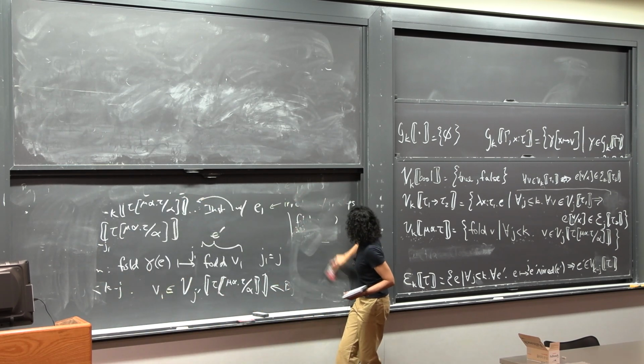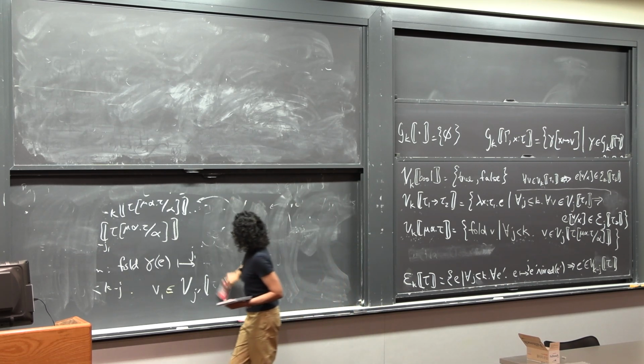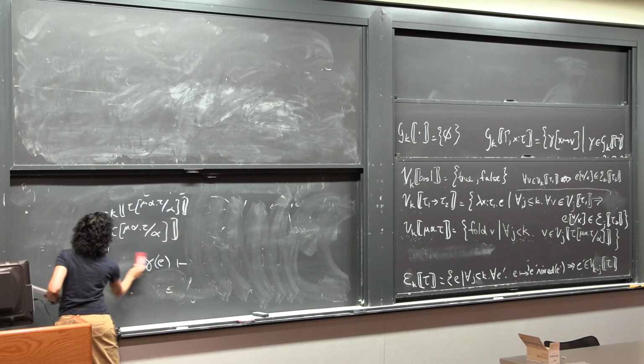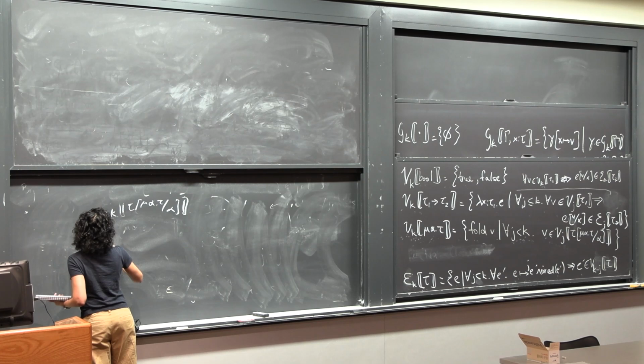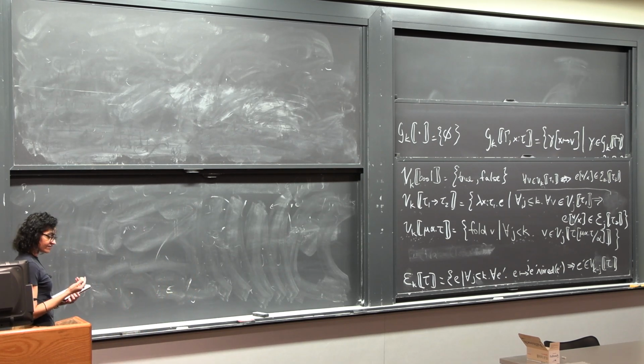So let's take the syntax of simply typed lambda calculus, and I'm going to add one type called ref of tau, which is the type of a reference or a pointer to a tau that lives in memory. And then I'll add some operations that let us create references and read from references and write to references.